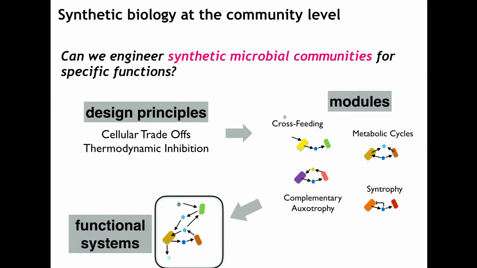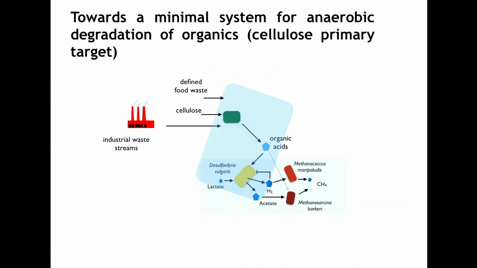Now I'm running out of time, so I will not be able to tell you too much about it, but the general idea is we can create these different interactions and maybe understand them, and then maybe put them together to create more complex systems, always with a certain function in mind. So with the AD system, what we're trying to do is to extend this core syntrophy with primary degraders to then degrade a higher sugar, and we're aiming for cellulose. This might then be studied on its own, but it could also be optimized, maybe genetically engineered, etc.